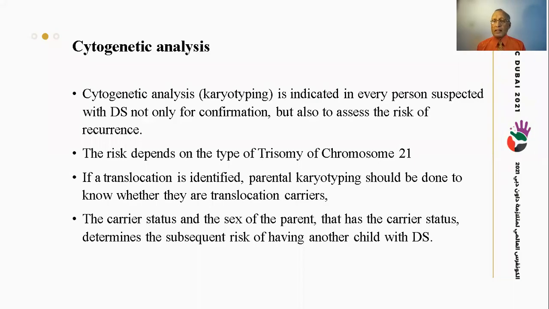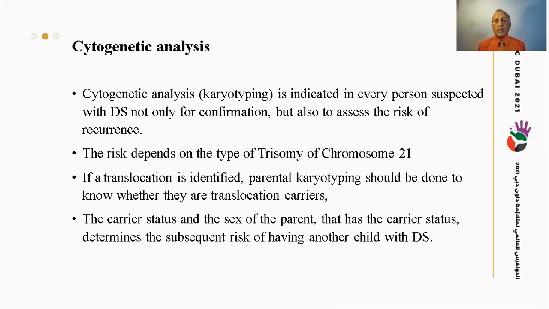The cytogenic analysis, otherwise known as karyotyping, is indicated in every person suspected with Down syndrome, not only for confirmation, but also to assess the risk of recurrence. Now, this is very important because we got to tell the parents about the risk of recurrence. And for that, you should know what is the type of karyotype. The risk depends on the type of trisomy of chromosome 21.